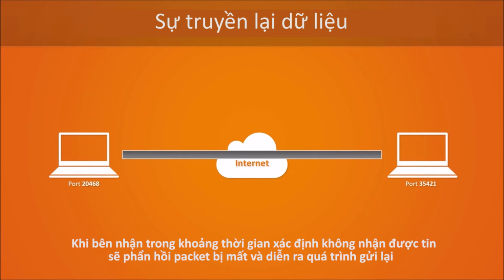Another feature that TCP offers is retransmission. When a sender doesn't get a delivery acknowledgement within a certain amount of time, it will assume that the packet got lost on its way, so it will send it again.